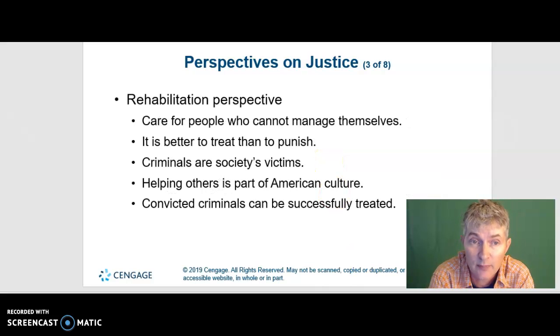The rehabilitative perspective is designed to care for people who cannot manage themselves. It's better to treat than to punish. Of course, criminals are society's victims. Helping others is the American way, and convicted criminals can be successfully treated and reintroduced into society.